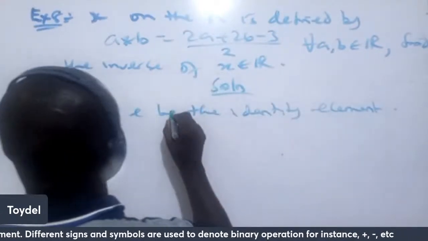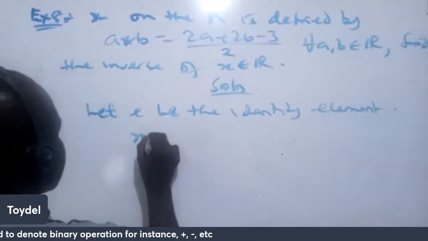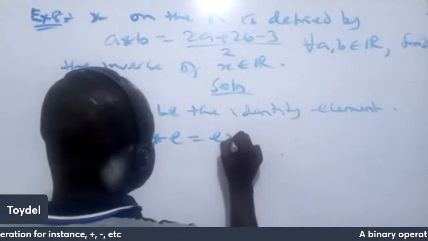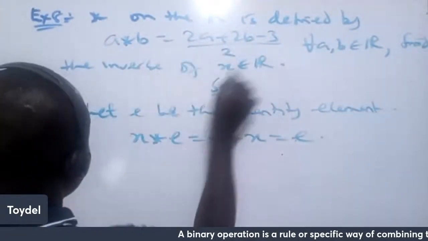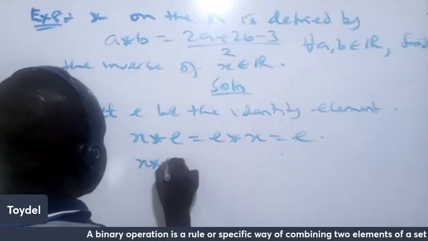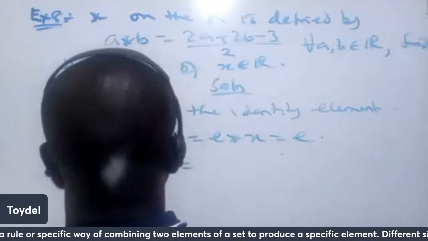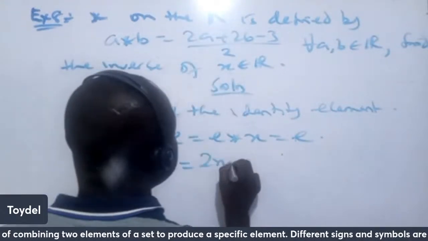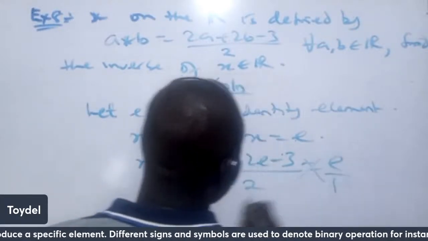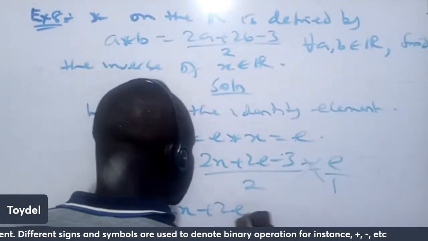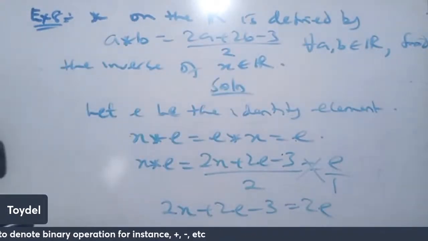So that's the first thing to do, so that we are going to have X asterisk E is the same thing as E asterisk X. It must give us E. So X asterisk E, if we do what we have on the board, where A will represent X, then E to B, that's what we are going to have. It will now be 2X plus 2E minus 3 all over 2 is equal to E. So when you cross multiply, you are going to have 2X plus 2E minus 3 to be equal to 2E. That's what you get, eh?